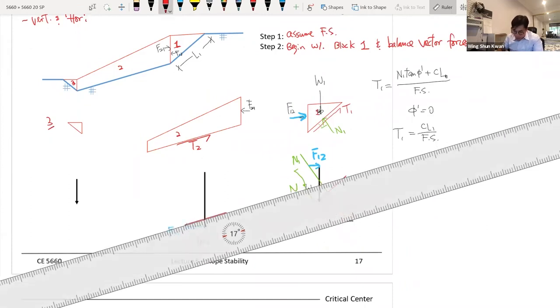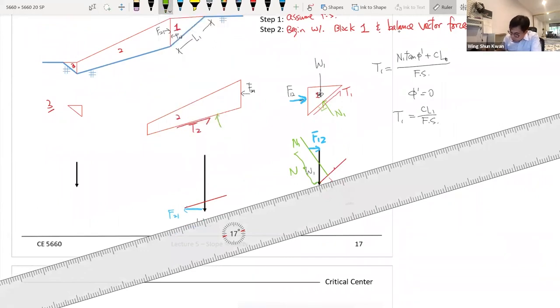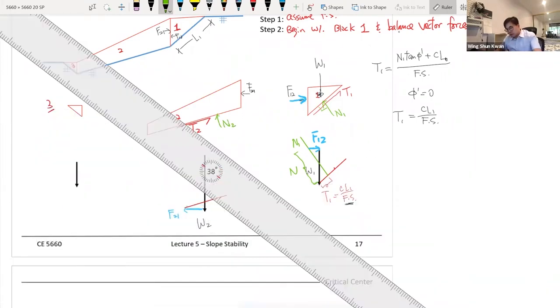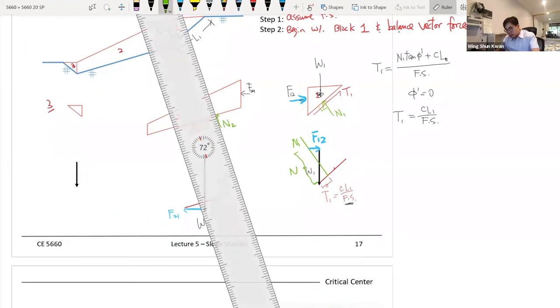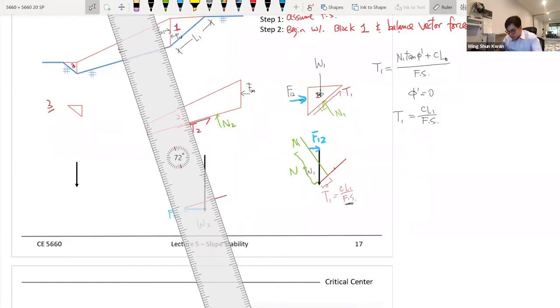You also know the amplitudes. Then you know the orientation of the normal force and T2. So you know those orientations, and then you will have this. Well, this will make my life easier. So let me stop there.